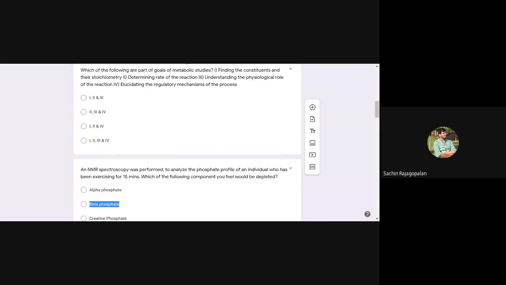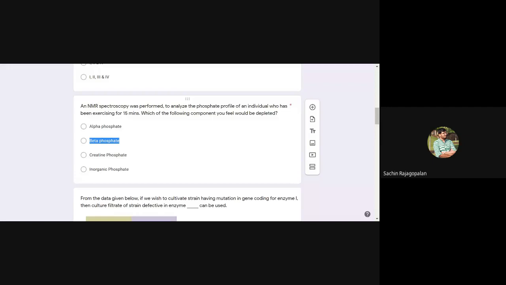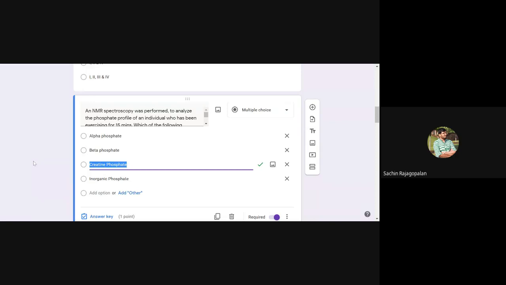An NMR spectroscopy was performed to analyze the phosphate profile of an individual who has been exercising for 15 minutes. Which of the following components would be depleted? So depleted is going to be creatine phosphate, always. Remember this. Why? Because creatine phosphate is going to be the donor of phosphate to maintain the levels of ATP. And that's the reason why that's going to deplete first.